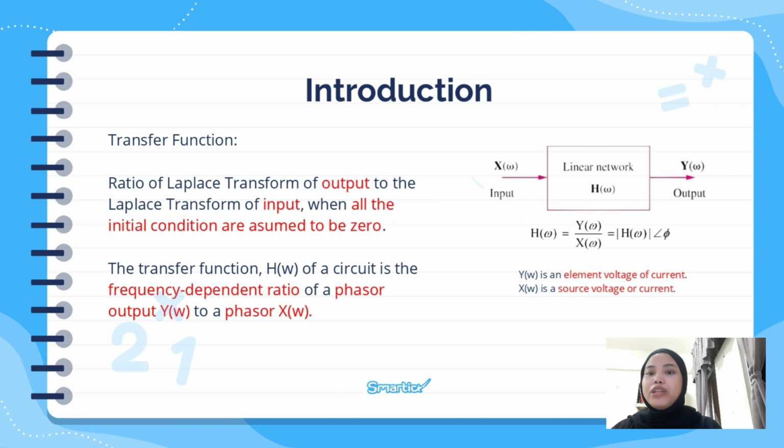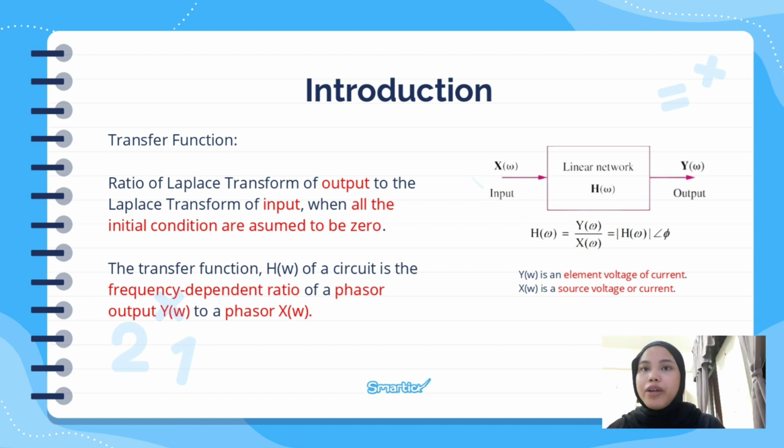Transfer function can be defined as the ratio of the Laplace transform of output to the Laplace transform of input when all the initial conditions are assumed to be zero. The transfer function H(ω) of a circuit is the frequency-dependent ratio of a phasor output Y(ω) to a phasor input X(ω). Y(ω) is an element voltage or current and X(ω) is a source voltage or current.